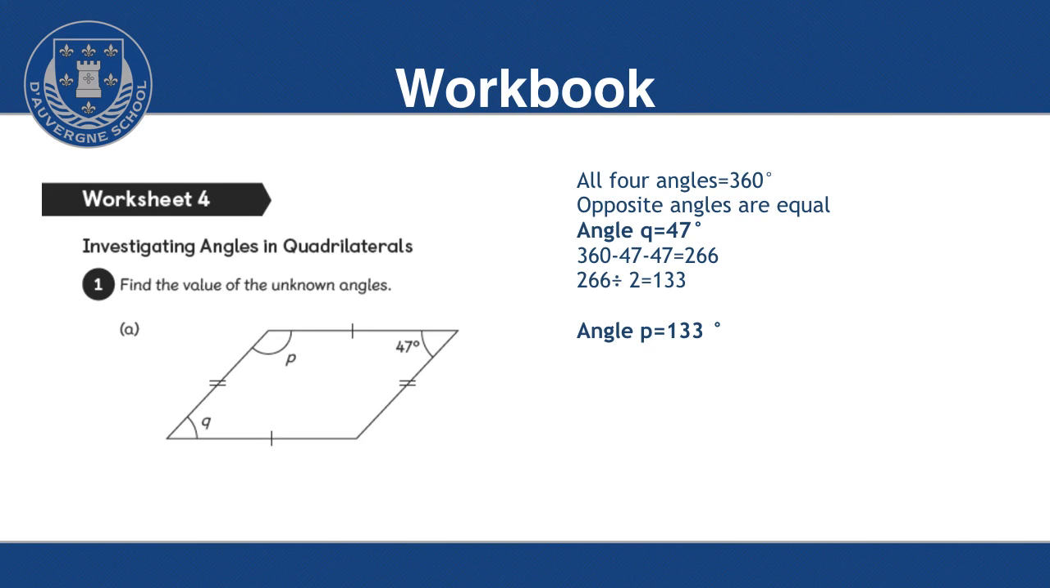And we divided it by 2 because after we did 360 take away 47, take away 47, which we know was Q, we're left with 266. So 266 is the total of angle P and the angle that is opposite P. We know they're going to be the same because they're opposite each other. So to find P, we need to half it. So angle P is 133 degrees.